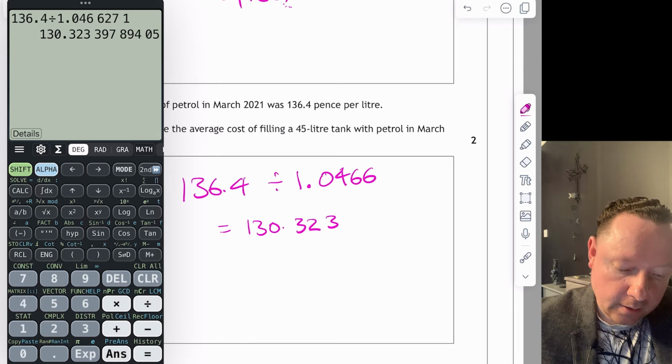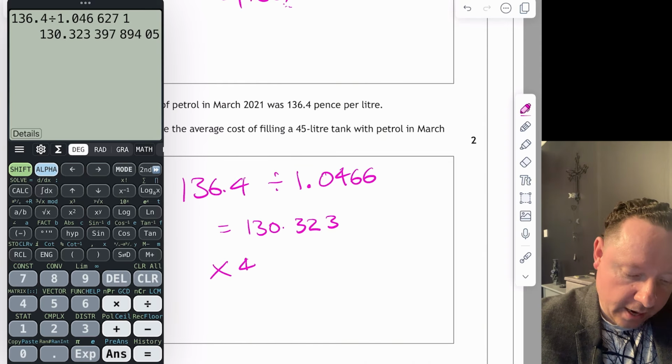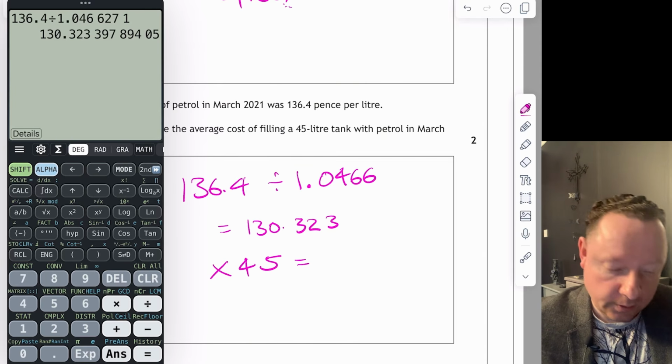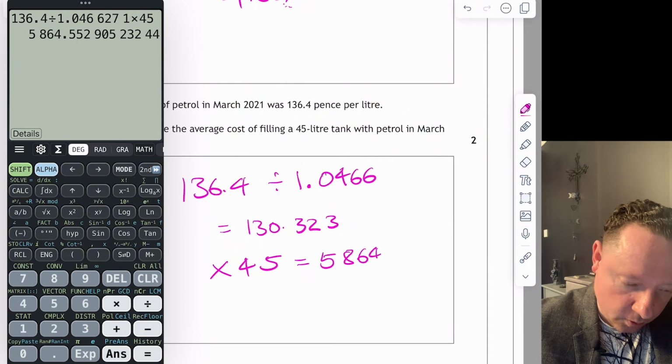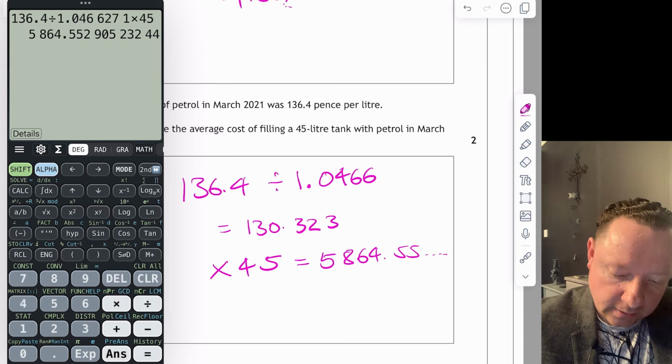130.323. So I then need to times that by 45 because it's 45 litres. So just times straight away by 45. That gives you 5864.55 and a bunch of numbers. But that's going to be pence.